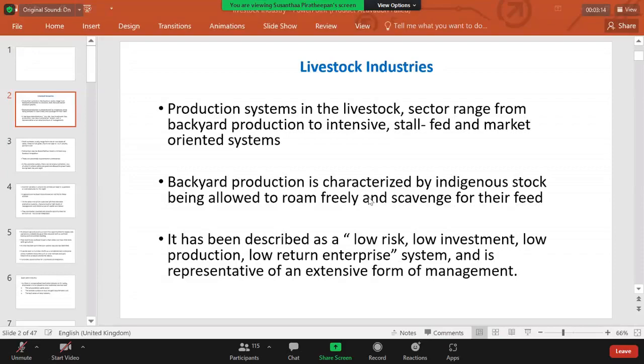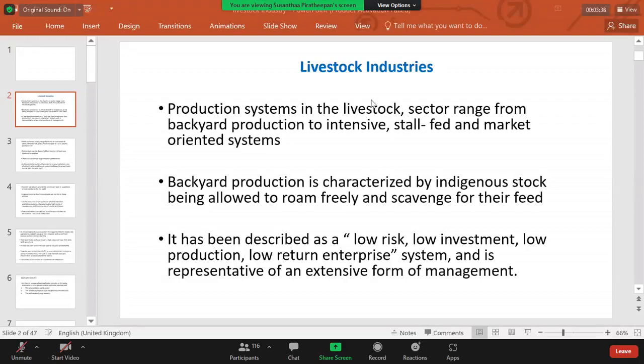Okay. Backyard, usually at home, we say backyard production. It's a small scale. Sometimes more animals, that depends. But backyard means at home. Intensive is keeping many animals in a place. So intensive, semi-intensive, extensive management. These are the types of management.